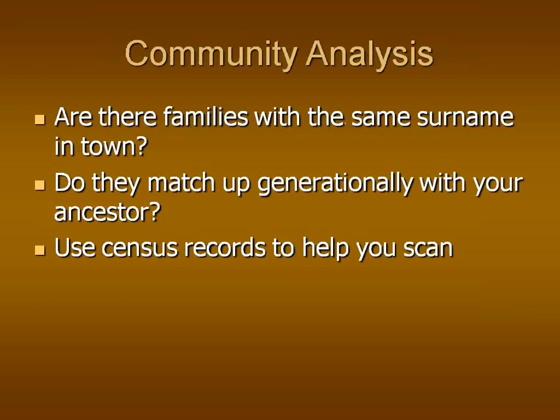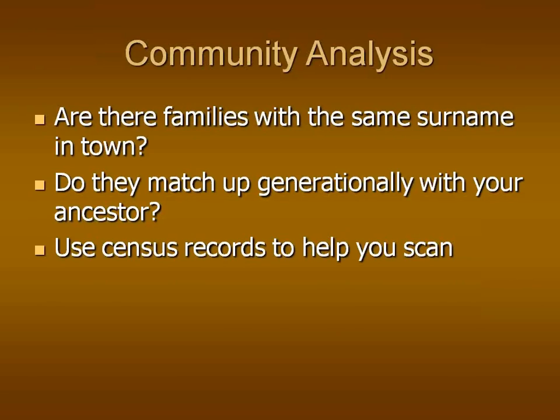Third thing to do, and I really like to do this a lot with brick walls. I have my own brick wall that I can't solve, and that is community analysis. Okay, so Nathan Brown moved from Woodstock, Connecticut to Charlton, Mass. After I'd given up on Connecticut, I had to say, well, why did Nathan Brown move to Charlton, Mass? One of the first things I wanted to look at was, are there other Browns in Charlton, Mass? Is there a family connection? Was he returning to Charlton, Mass, because that's where family lived?